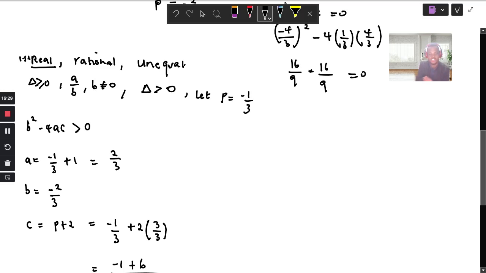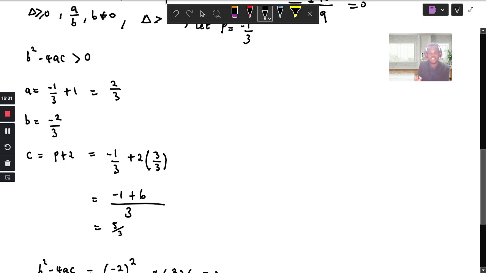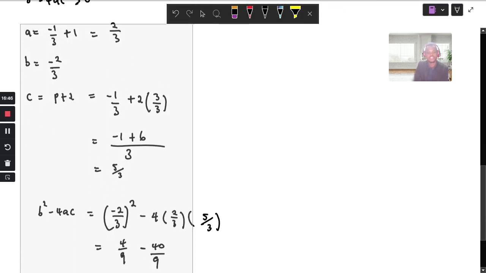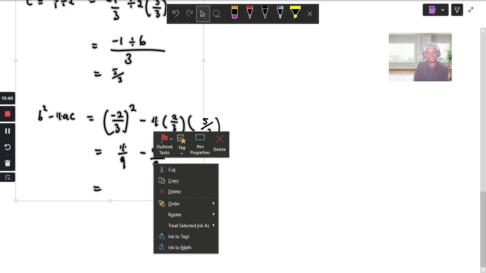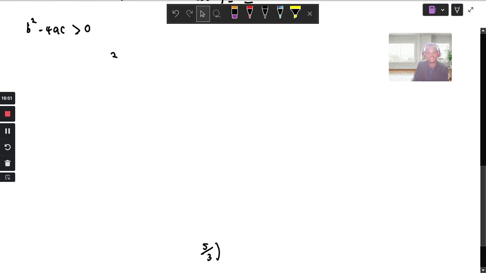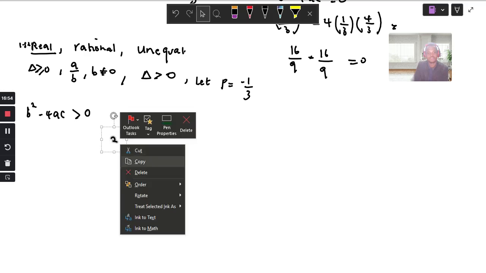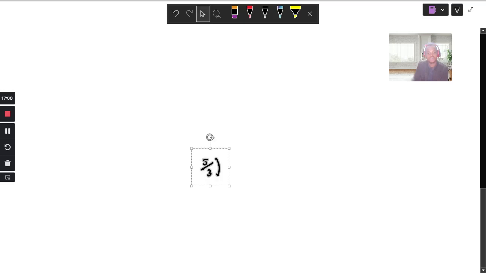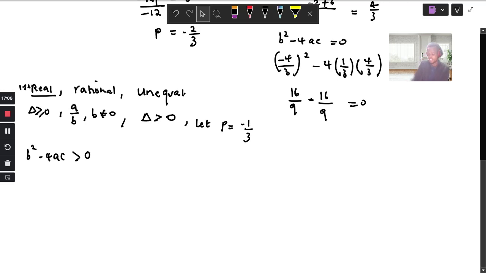It violates this condition, meaning I cannot make p greater than 2 over 3. So meaning this one is not correct. This one is not correct. I should try something that is less than this one. But provided that being less, it should not be equal to minus 1.